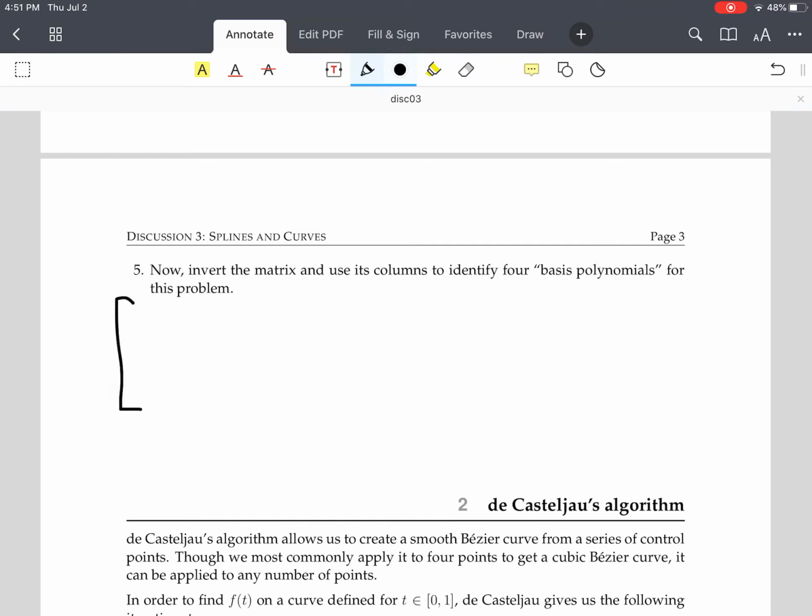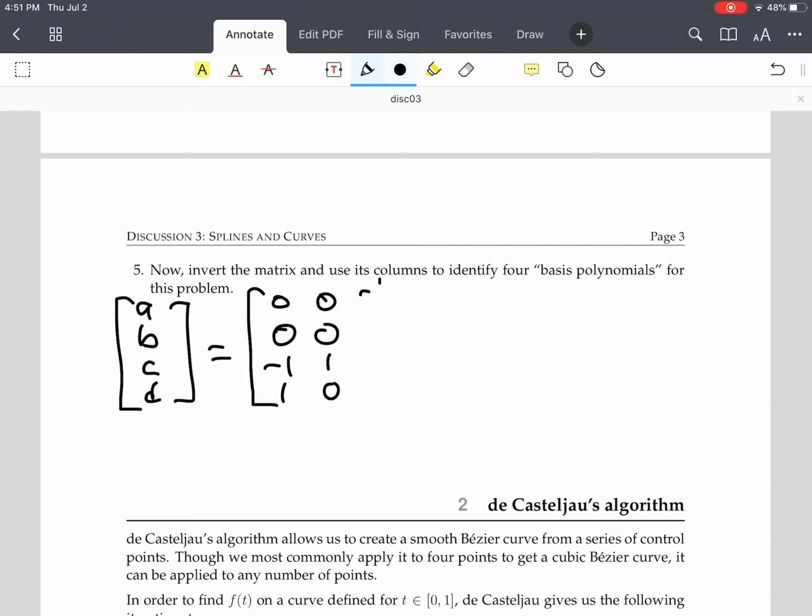So A, B, C, and D is equal to, okay, so here is where I'm just going to give you the inverse. So 0, 0, 0, 0. And once again, you can verify this online. There's plenty of inverse calculators, or you could do it by hand, but that can get kind of tedious for a 4x4.